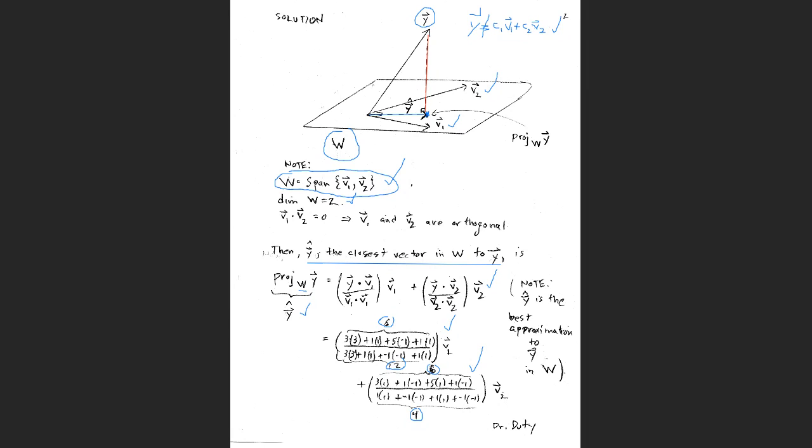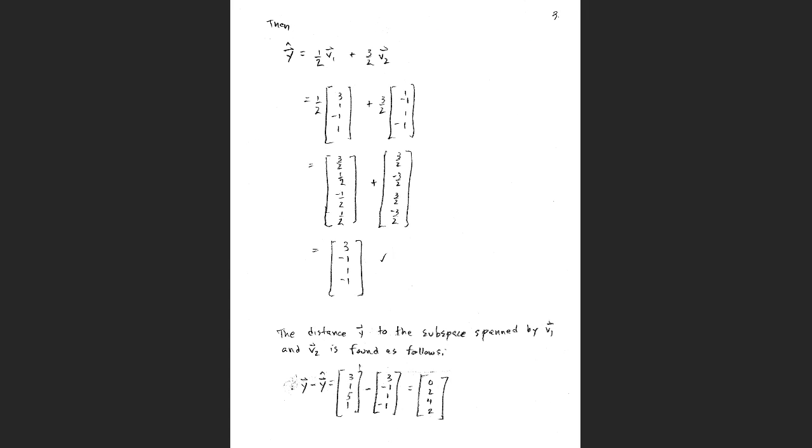Okay, and so now let's go to the next page. Here we actually compute y hat, we work it out, and y hat is going to equal 3, -1, 1, -1. That's going to be what y hat equals. And so that's your projection of the vector y onto the subspace W.